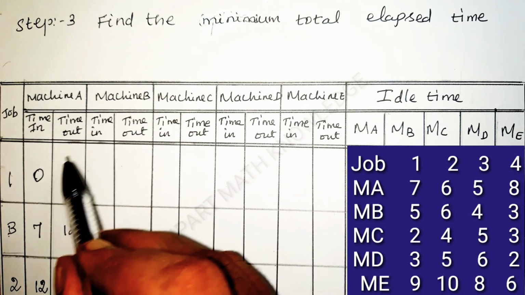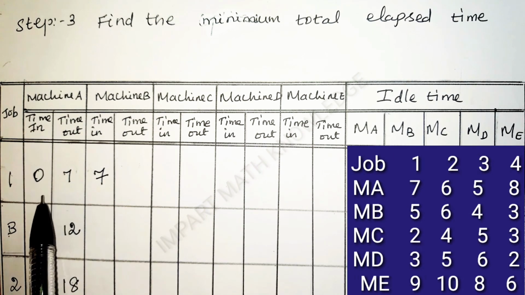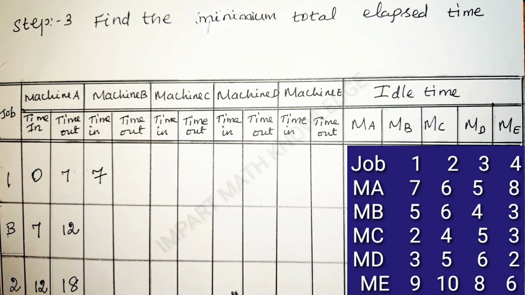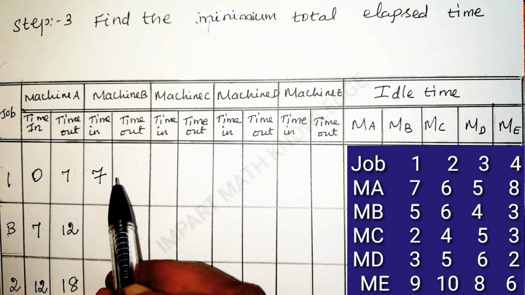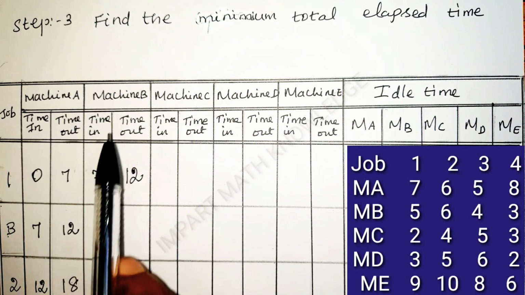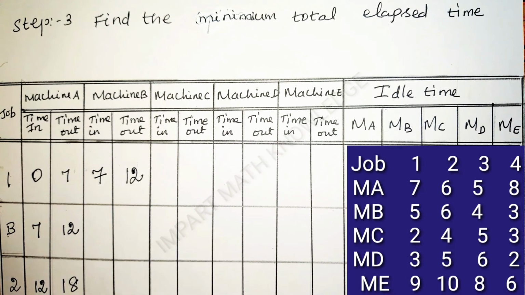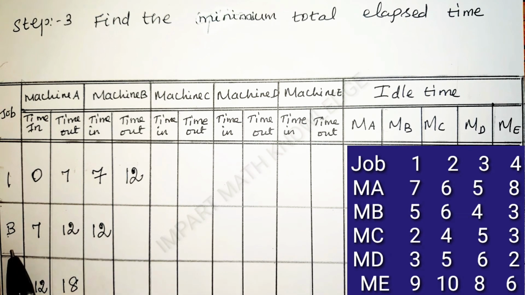For machine B, the time in for first job starts at 7 because machine A completes the first job only at the 7th hour. Time out for job 1 on machine B is 7 plus 5, 5 is the processing time. So 12. Time in for job 1 on machine B is 7. Time out is 12. Next, time in for job 3 is 12. Processing time for job 3 on machine B is 4. So 12 plus 4 is equal to 16. Time in is 12 and time out is 16 for job 3 on machine B.